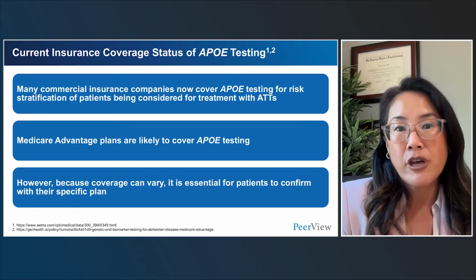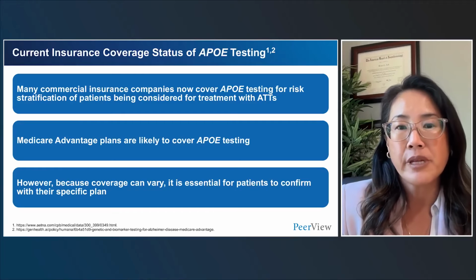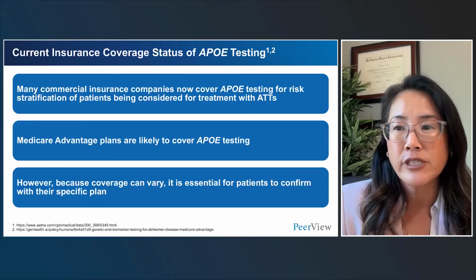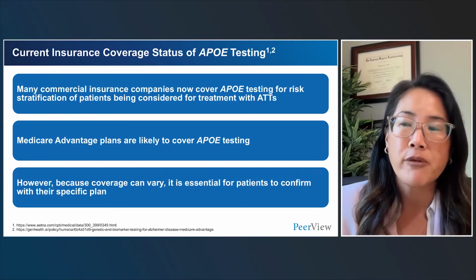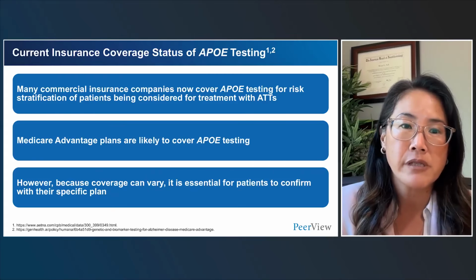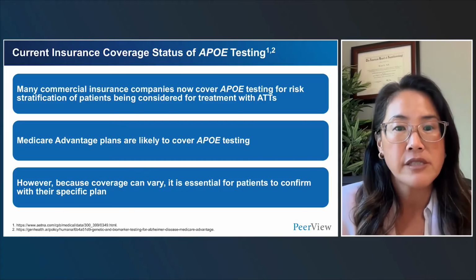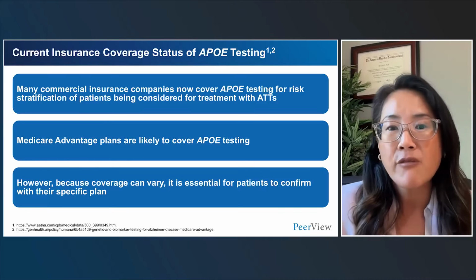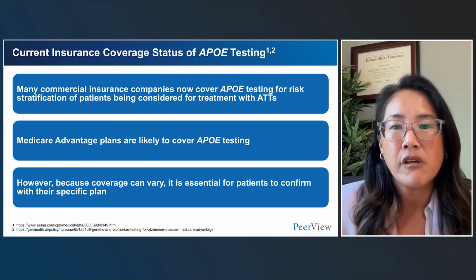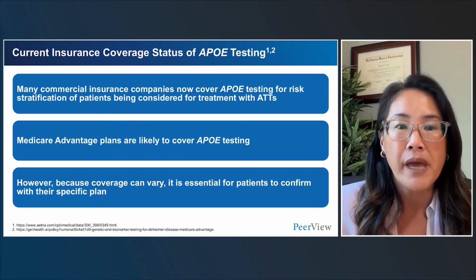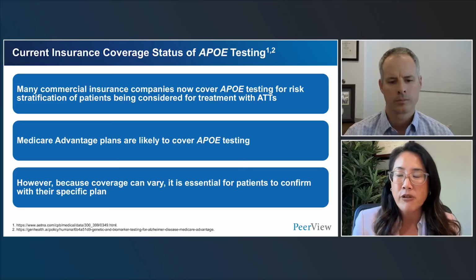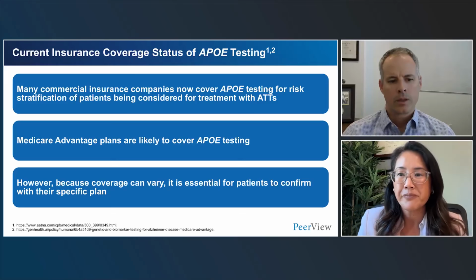So many commercial companies now, or insurance companies, now cover the testing for the risk stratification in preparation for amyloid-targeting therapies. Medicare Advantage plans are likely to cover the APOE testing, but because coverage can vary, it's important for us to recognize and for patients to understand, also with their specific plan, what may or may not be covered. Has this been your experience also, Dr. Music? Yeah, I think so.